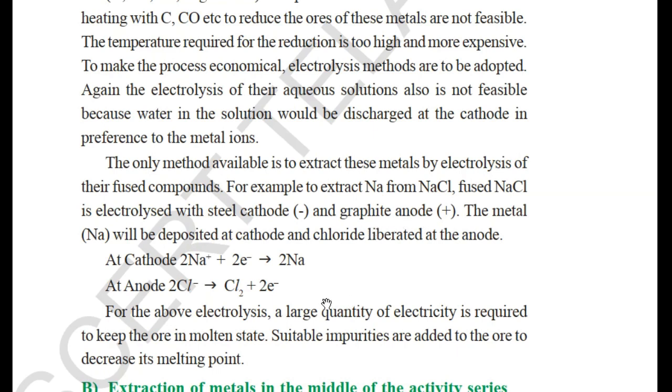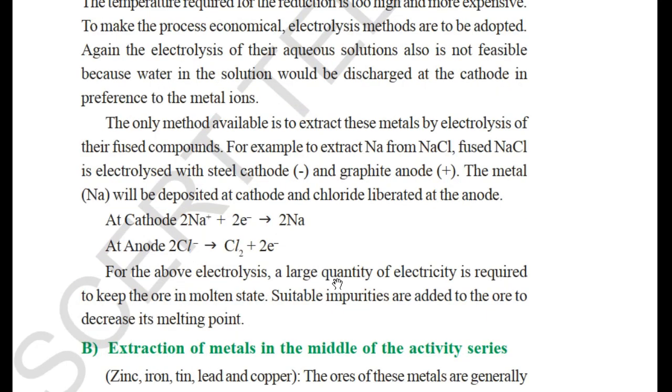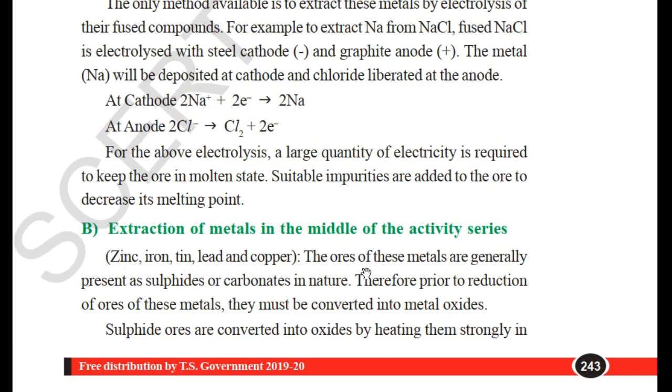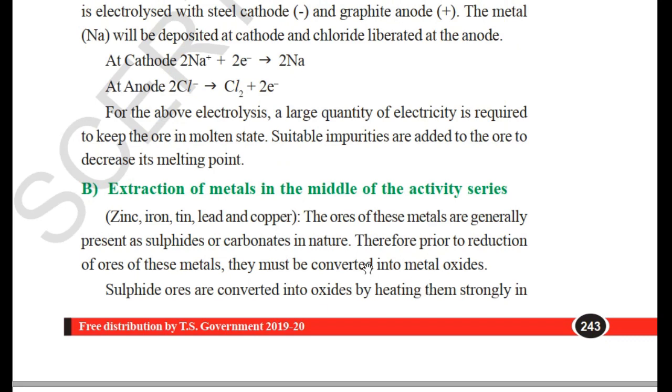For the above electrolysis, a large quantity of electricity is required to keep the ore in the molten state. So suitable impurities are added to the ore to decrease the melting point. This is the first part. Just remember that the metals at the top of the reactivity series, the highly reactive metals, go through the electrolysis process.